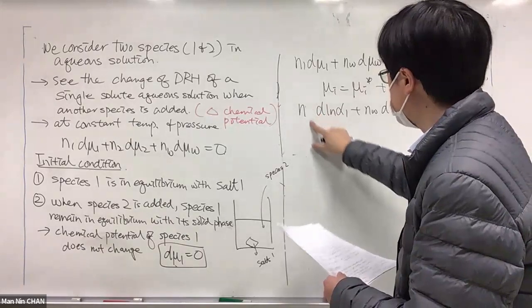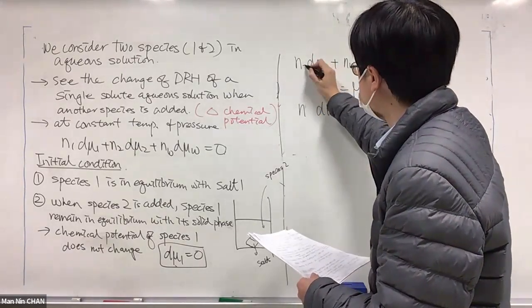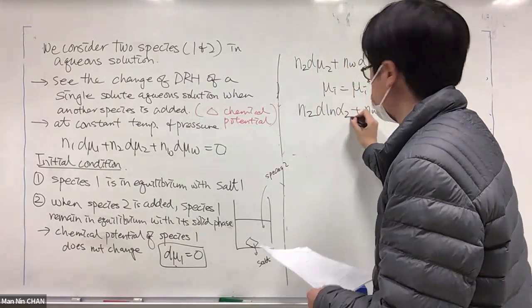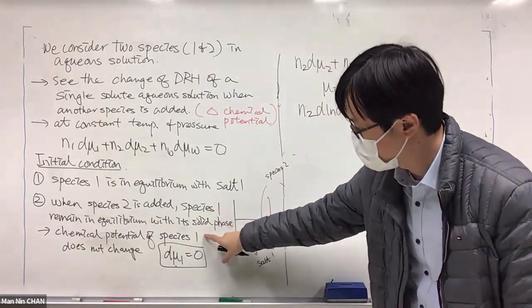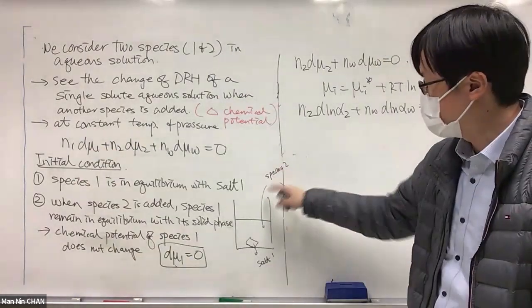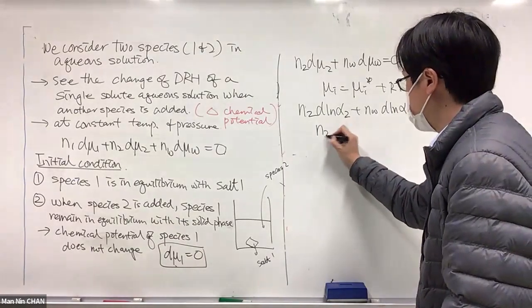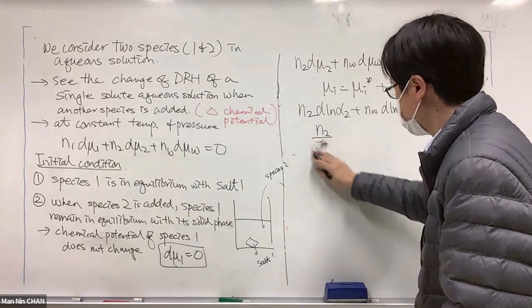Sorry, this should be 2. Sorry for that, because the species 1 is 0, right? So I drew out the species 1, so we have the species 2 in this case. Sorry for that. So I just want to change this to the molarity, so in this case, I'll express the terms in terms of molarity.